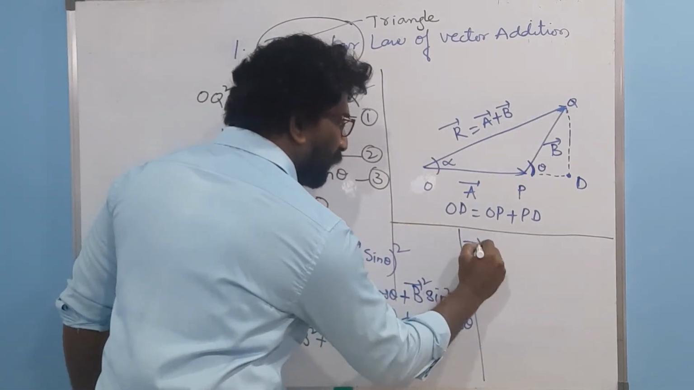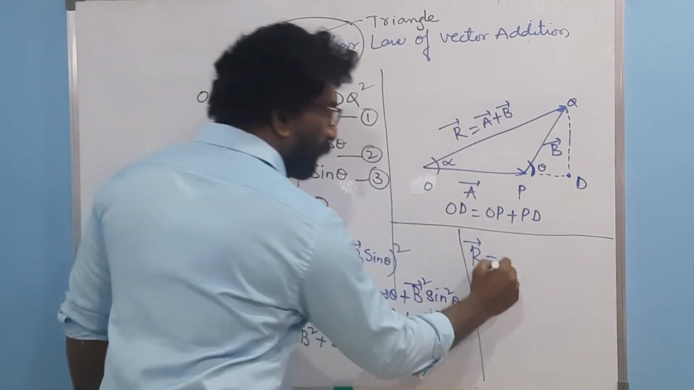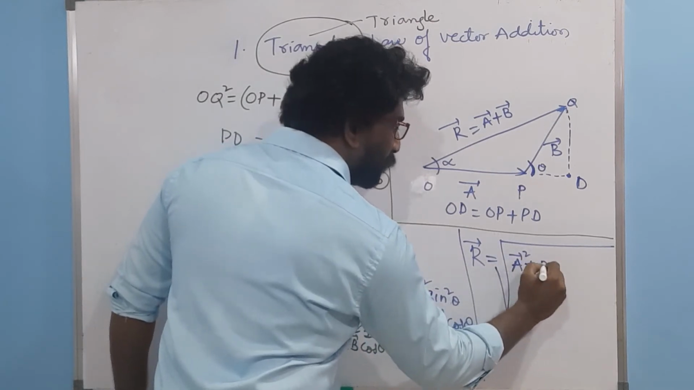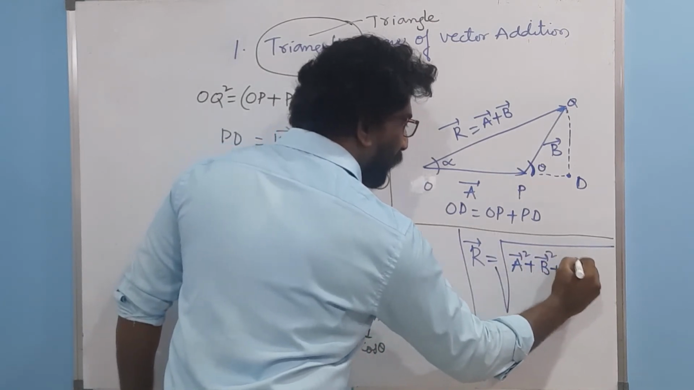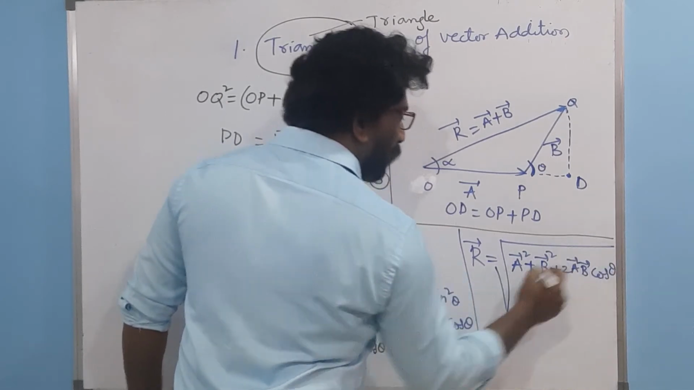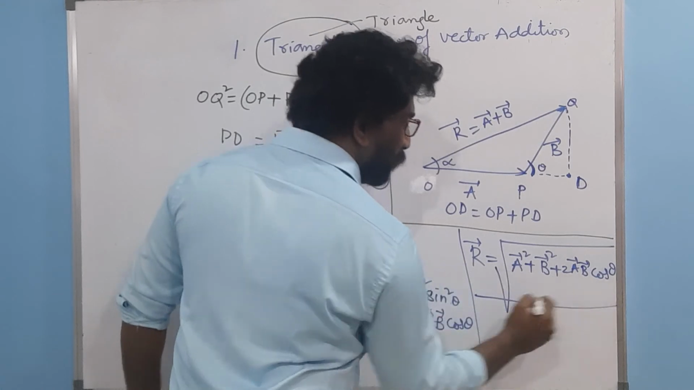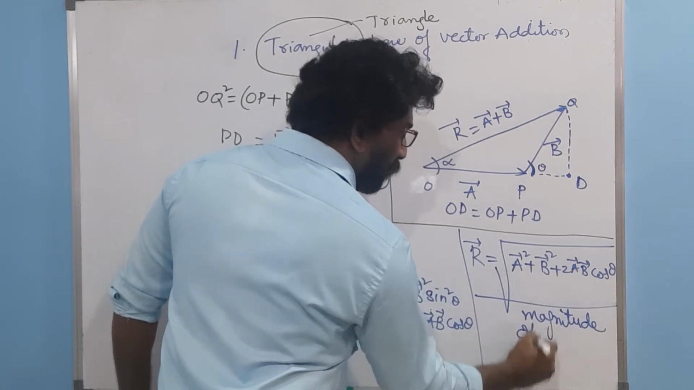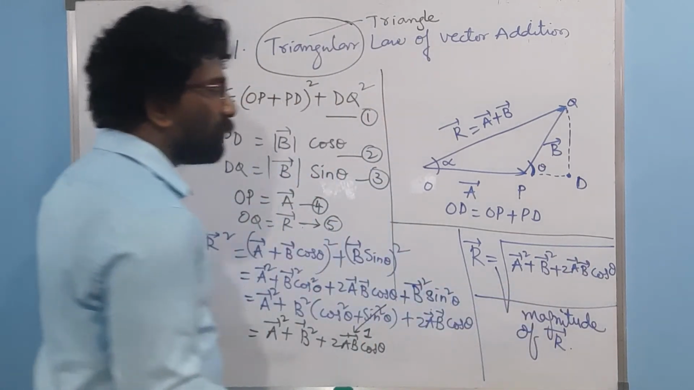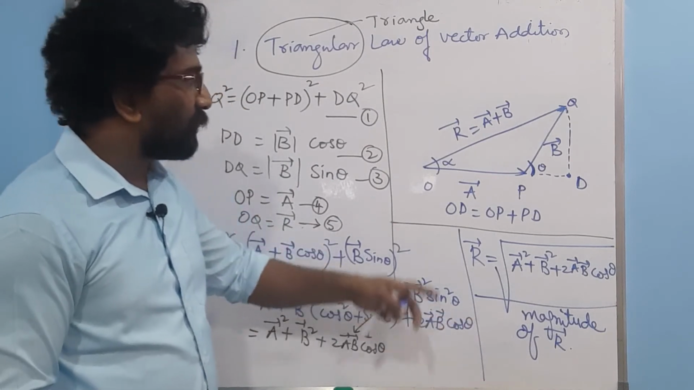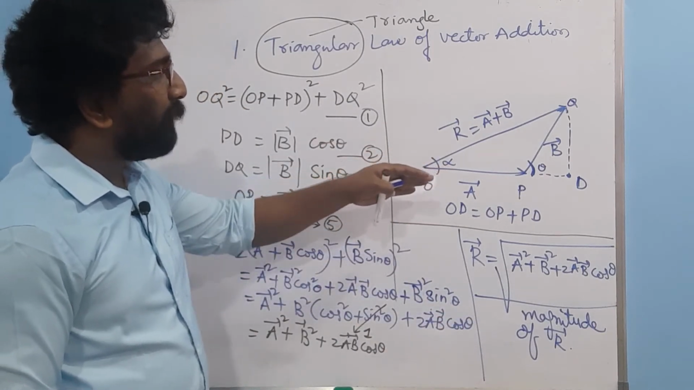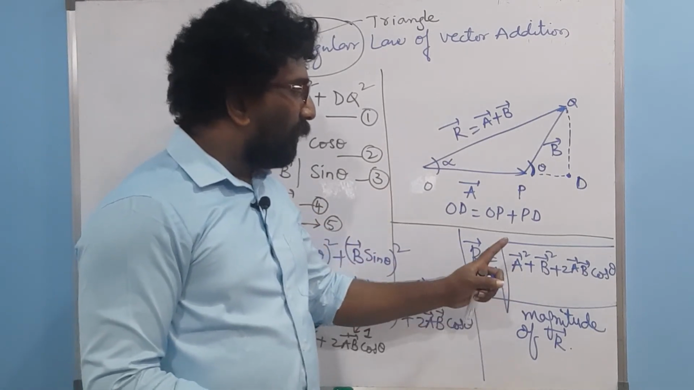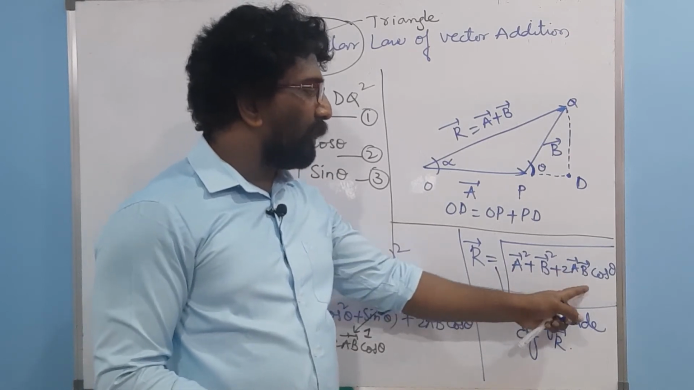The magnitude of this vector is given as R vector. That R vector equal to root of vector A square plus vector B square plus 2A vector B vector cos theta. So this will denote the magnitude. This is the magnitude of the 2 vectors which are connected as sides of a triangle. This is how you are supposed to find the magnitude of 2 vectors drawn in 2 different directions, by this equation.